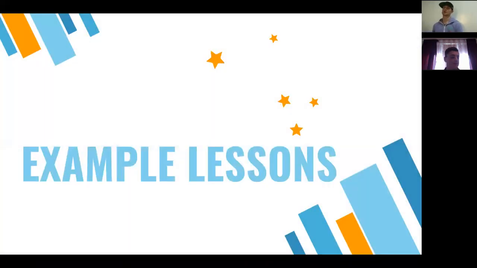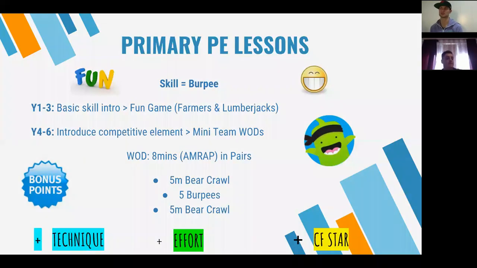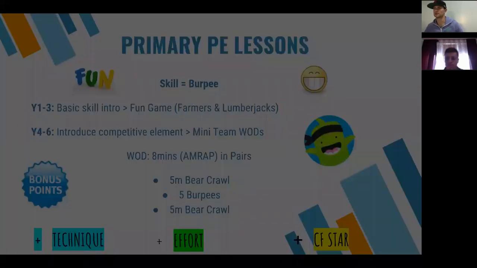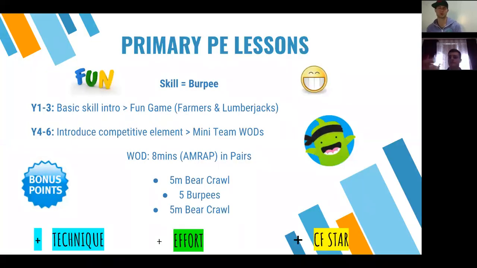Okay, we are going to go through two example CrossFit lessons now. One for the primary age students from years 1 to 6 and the other for secondary. So I'm going to start with the primary age lesson. When introducing CrossFit to primary students, especially younger age groups between year 1 and year 3, it's extremely important to make things fun. Focusing on 1 or 2 basic skills, introducing the key teaching points, and then reinforcing these through fun games is certainly the best approach to maximize student engagement.